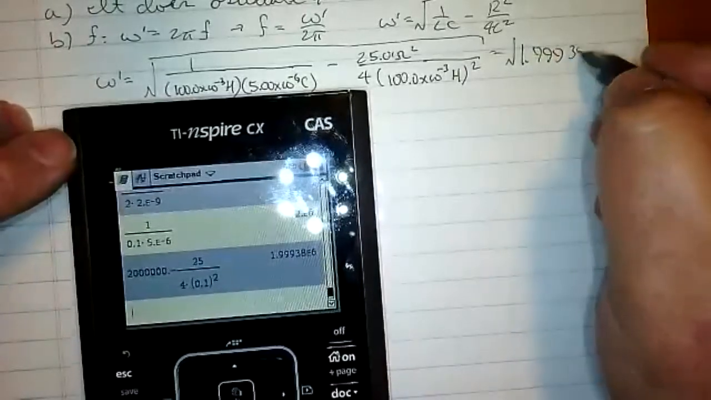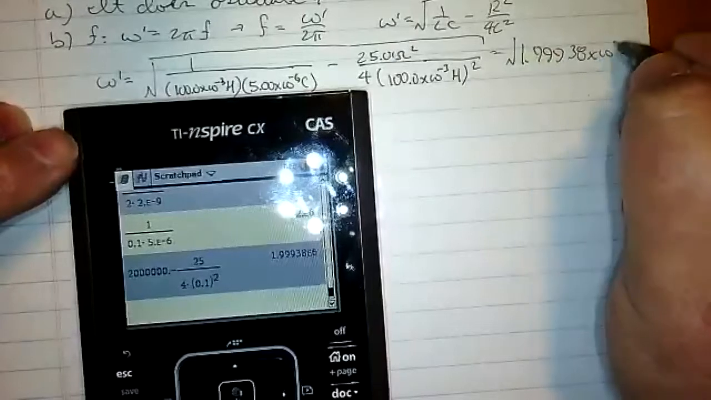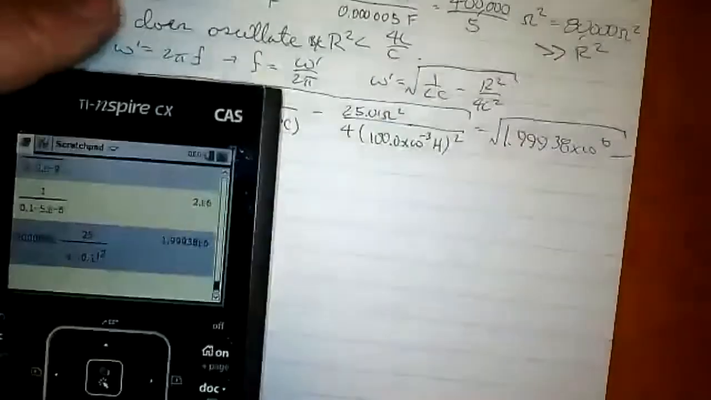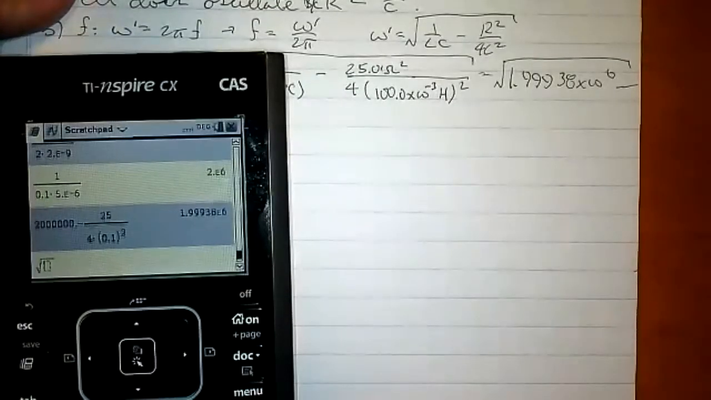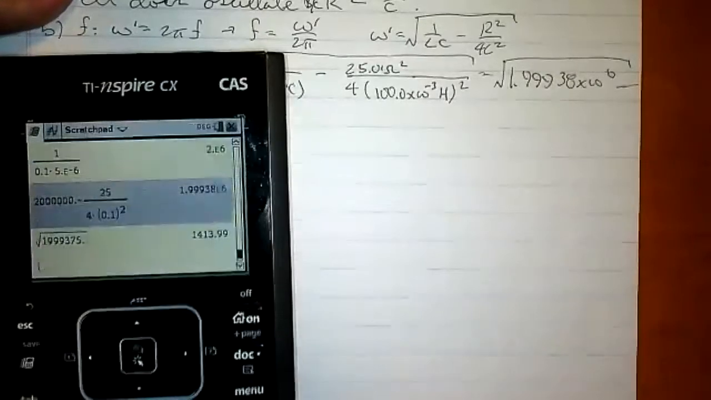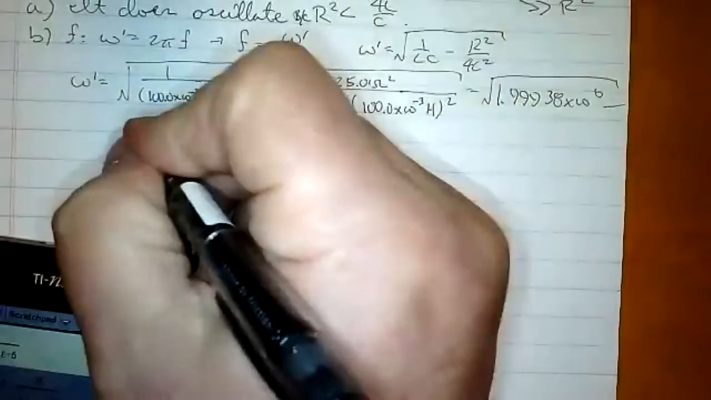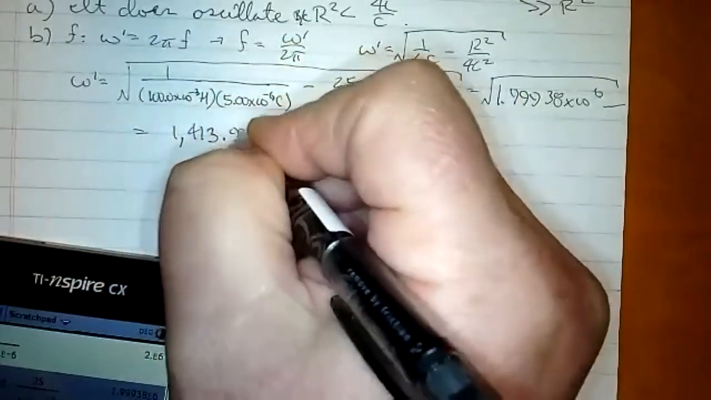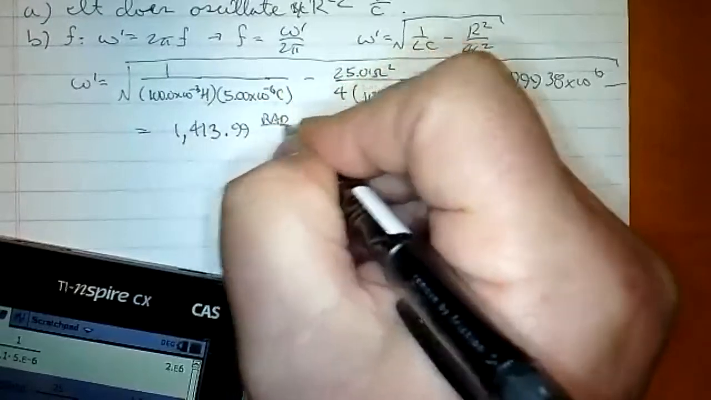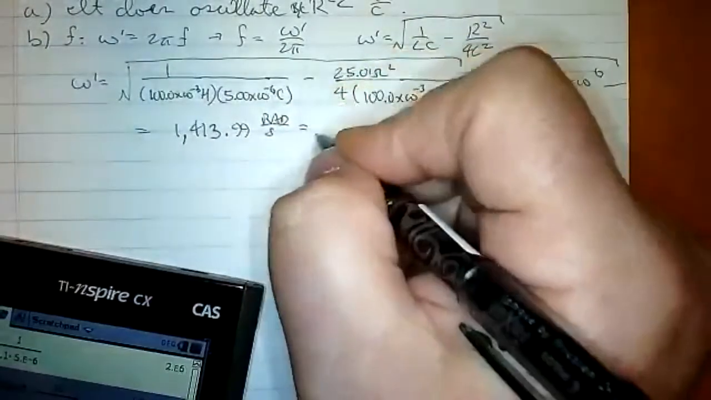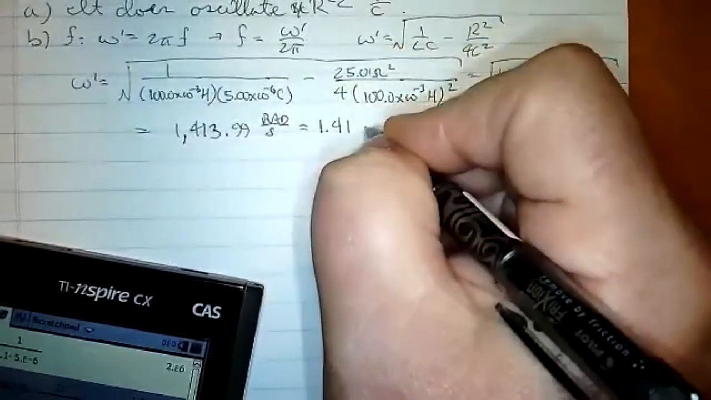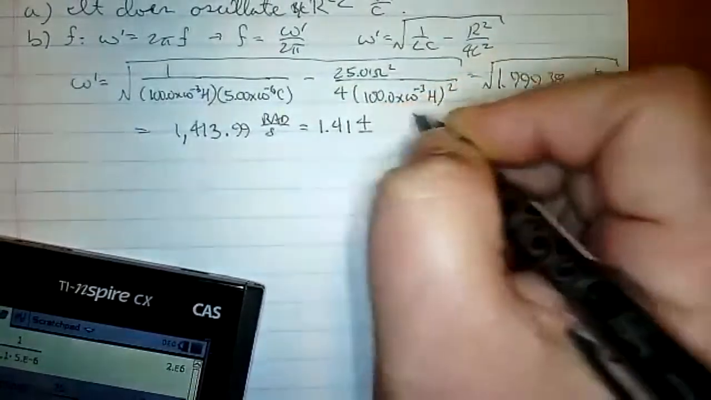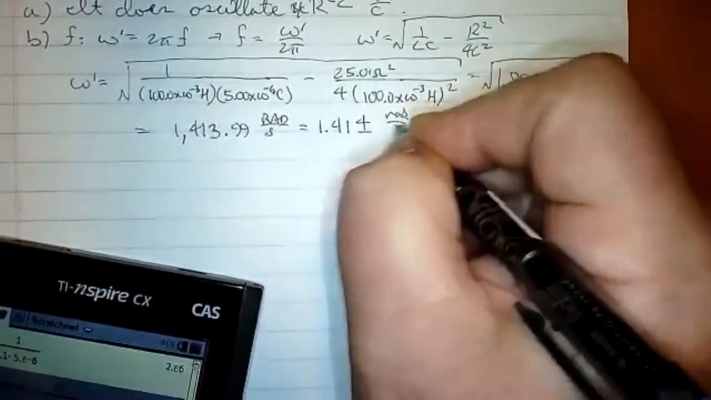Okay, so this is evidently the square root of 1.99938 e to the 6. So times 10 to the 6 with whatever unit. So I take the square root of that. I'm going to say second function square root, second function answer. And that gives me omega prime is 1,413.99 radians per second, which I'm going to say is 1.41. That's 3. That's really how many sig figs you have. So I'm going to do this to carry 1 extra digit, and that's radians per second.